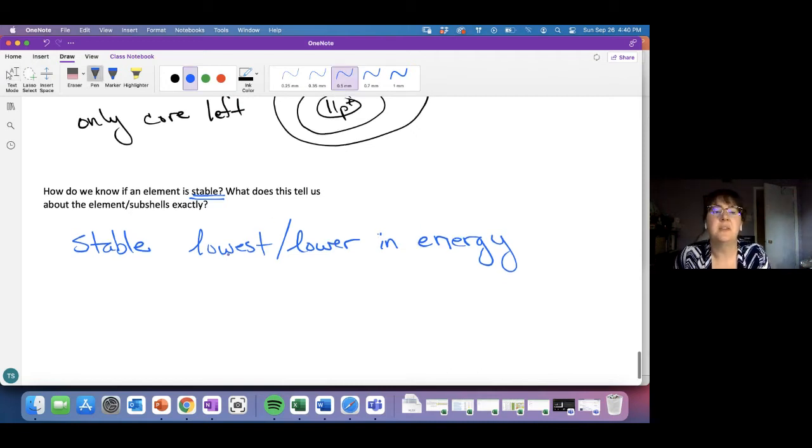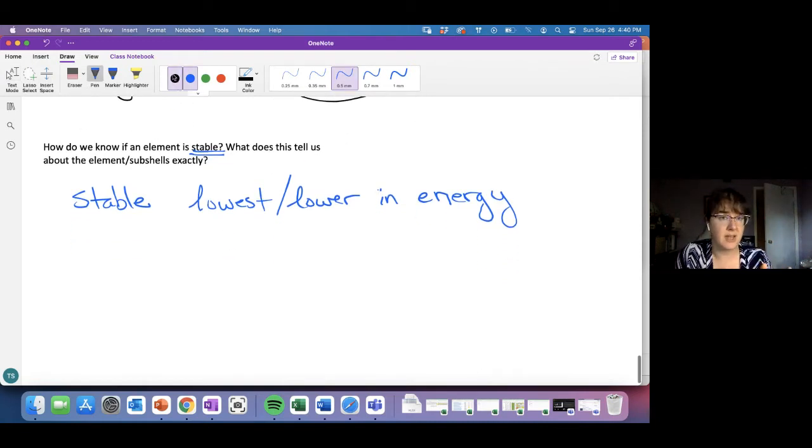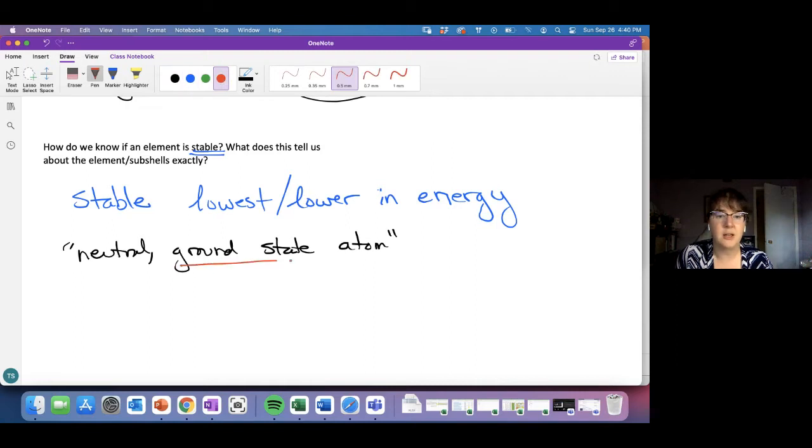As far as knowing if an element is stable, this is again actually where that idea of a neutral ground state atom comes back. Which is to say that oftentimes we're talking about ground state, and this is the lowest energy state.